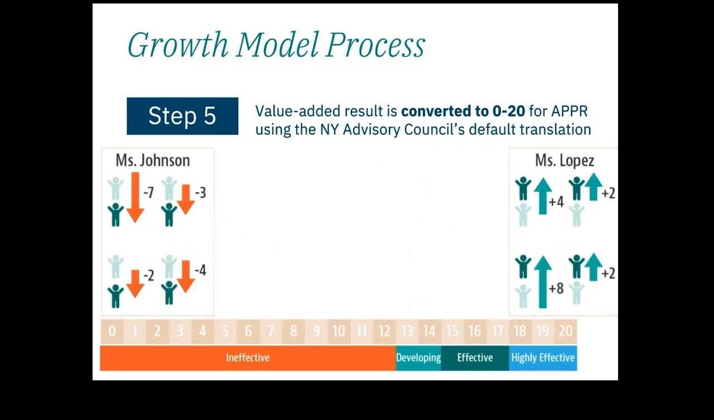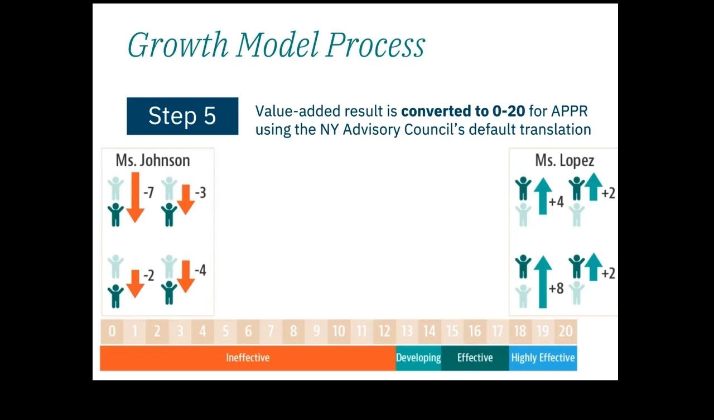And here are some extremes. On the left, Ms. Johnson had students that did not meet their predictions by a wide margin. We take that as evidence that these students did not grow as much as similar students across the state, likely due to the contribution of the educator after we've made all these other adjustments. That would put Ms. Johnson in the ineffective range.